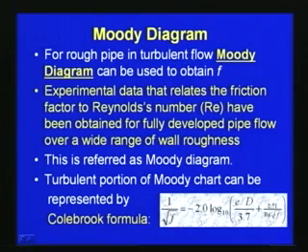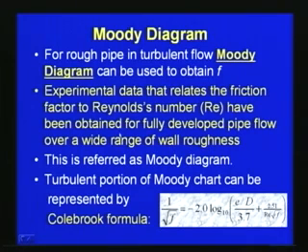This Moody's diagram has been derived by conducting a large number of experiments at various flow conditions, at various Reynolds numbers, and through various diameter pipes with smooth, rough, and different kinds of roughness values. A large number of experiments were conducted, and this Moody's diagram has been derived. The Moody's diagram is used for rough pipes in turbulent flow conditions. We use it to obtain the friction factor F. It is obtained through experimental data that relates the friction factor to Reynolds number, for fully developed pipe flow over a wide range of wall roughness.